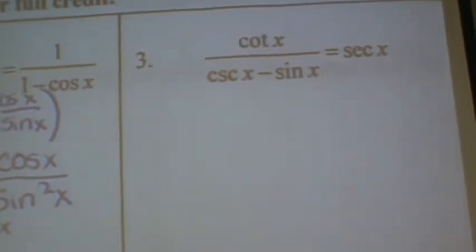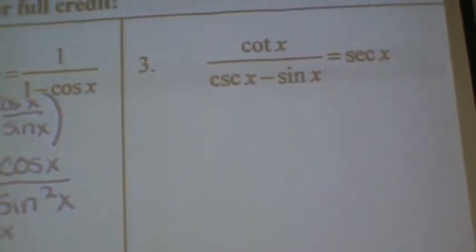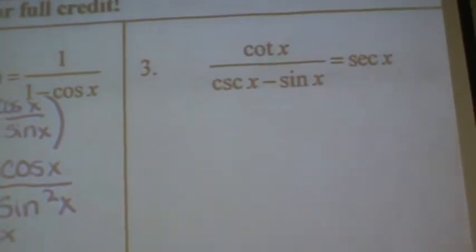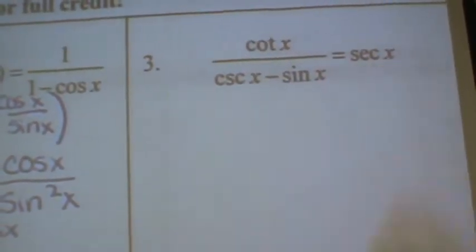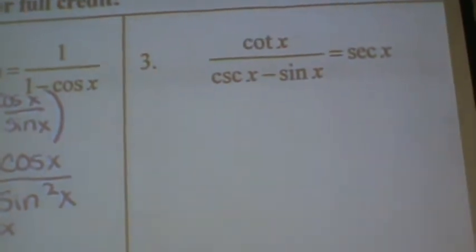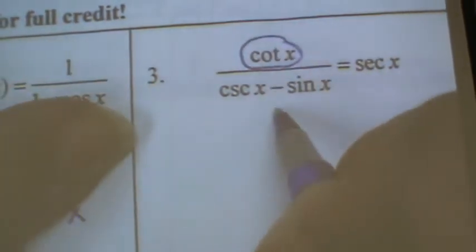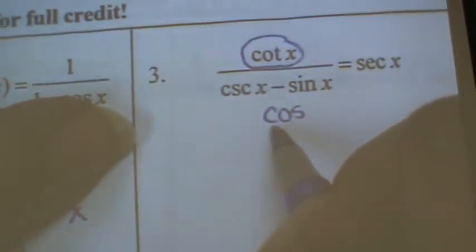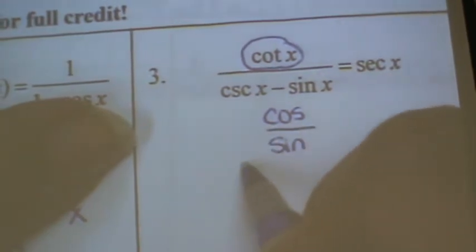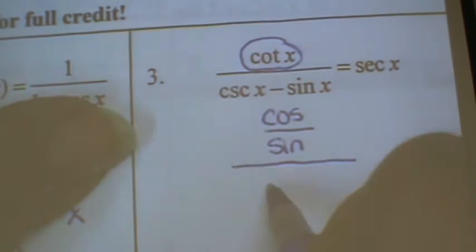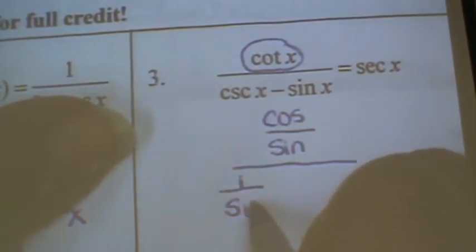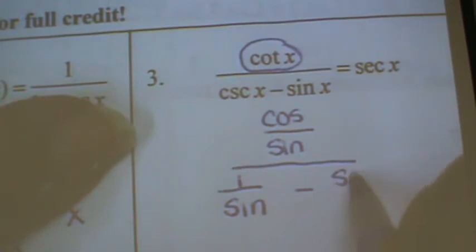Okay, number 3. Look for something that you can rename. Now, would you want to work on the right side? No, because you're going to write that as 1 over cosine and then you're stuck. So there's more stuff to do on the left side. I know I can rename this, and I know I can rename this. What's another name for cotangent? Cosine over sine. I'm not putting the x's, you can put that in after. What's another name for cosecant? 1 over sine. And then this is 1 over sine.